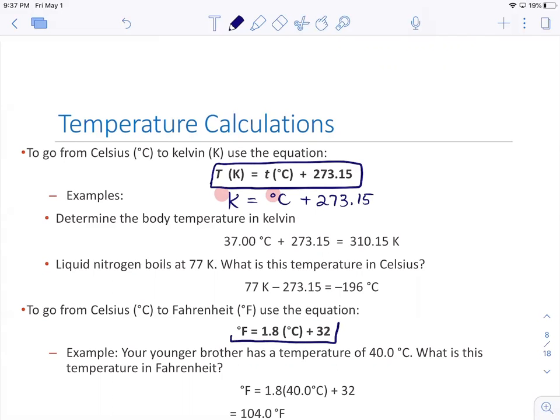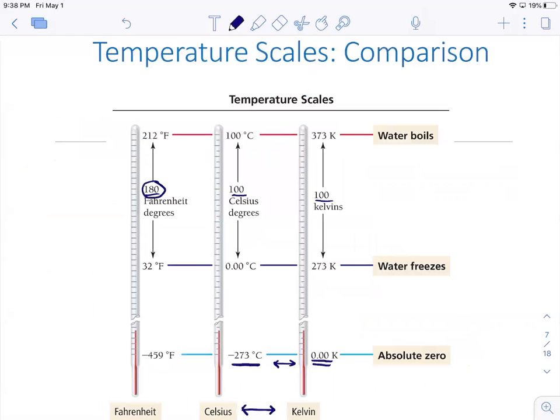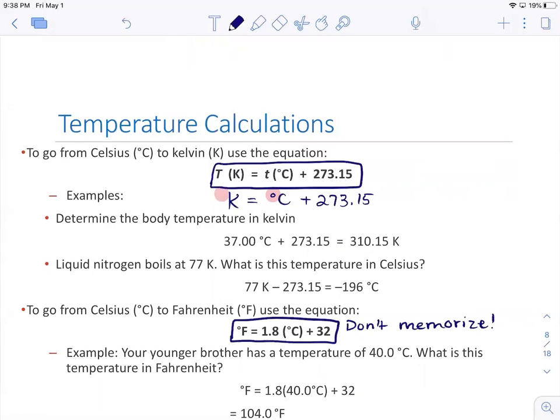The Fahrenheit to Celsius you do not need to memorize. Don't memorize that. We won't be using this one a lot. The 1 over 1.8 plus 32 is how we actually get through that 180 divided by 100 idea, 1.8. And then the plus 32 is our baseline for 0. So that's where it comes from. But again, you don't need to memorize those.